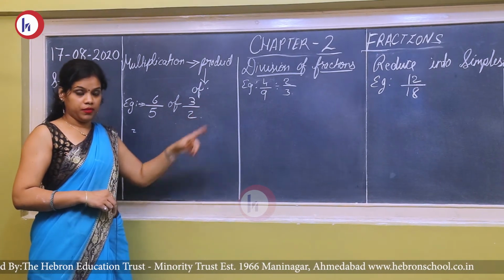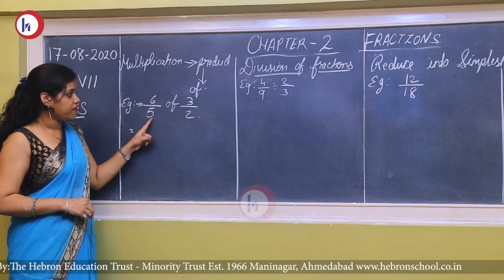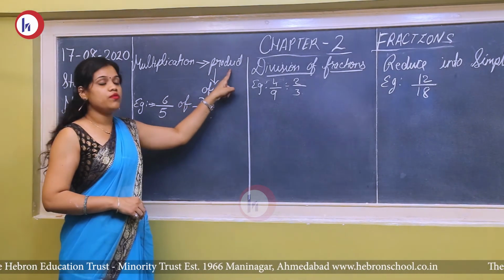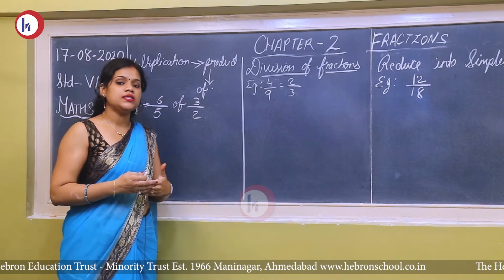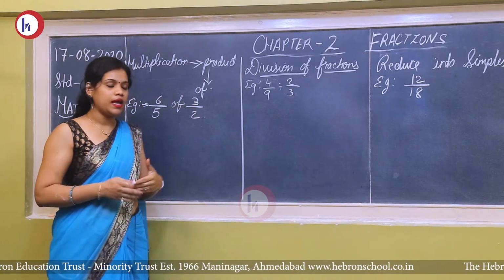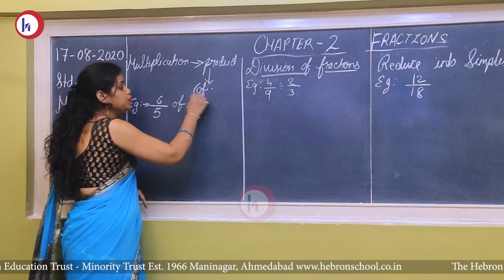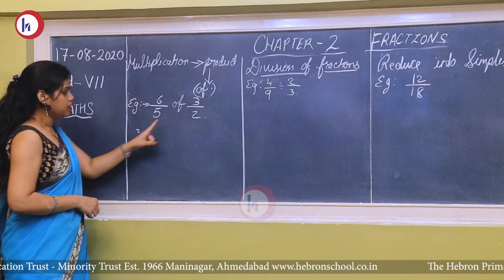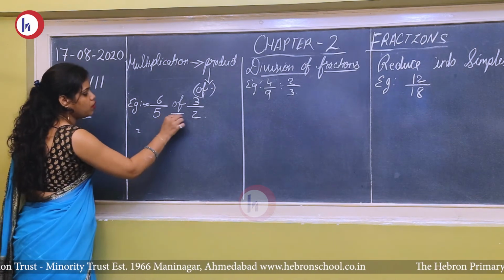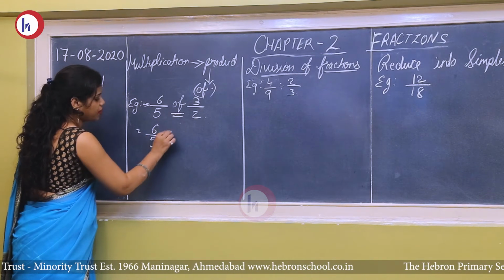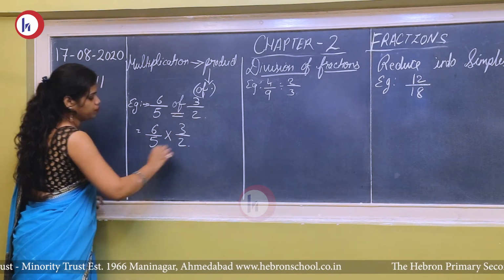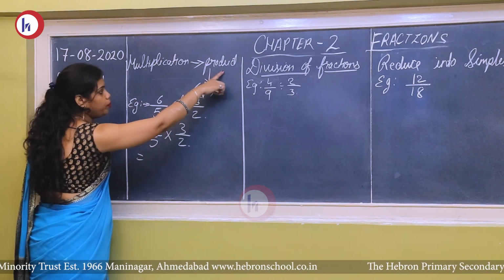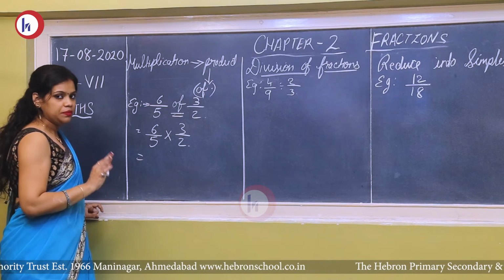Now for multiplication of fractions, many times in the chapter you will see the word product or of. This type of words come, like I have taken an example, 6/5 of 3/2. Now what does this mean? If the word product is there, it means that you have to multiply. If the word of is used, then also it means that you have to multiply the fractions. Here two fractions are given with the word of, that means 6/5 multiplied by 3/2. So you have to do the multiplication. If the word of or product is used, you have to multiply the fractions.